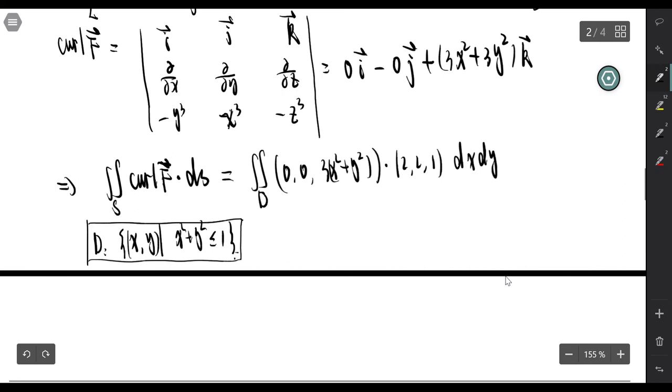Then we can use its circular area. So we can use the polar coordinates, theta from 0 to 2 pi and rho from 0 to 1.